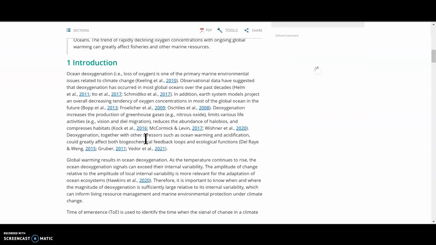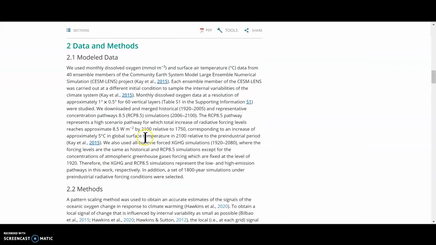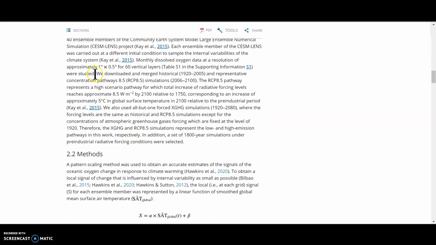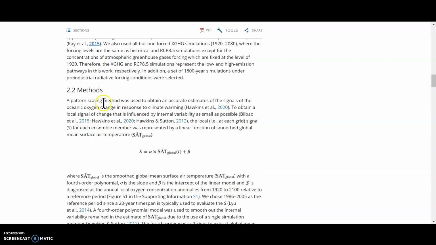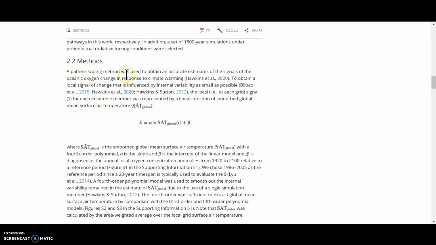So in this particular one, the methods are typically after the introduction. So this is a little more detailed. It says we use monthly dissolved oxygen and surface air temperature data from this modeling project. So that's a great thing to include in there because they were tracking it monthly. And not only were they tracking dissolved oxygen, but they were tracking air temperature. Then they just talk about how they downloaded it and how they used it in regards to a pattern scaling method.